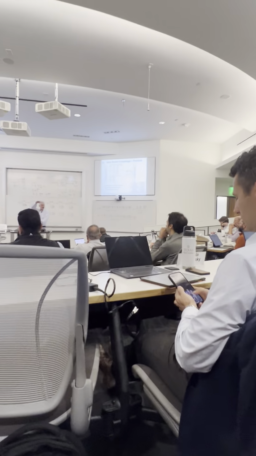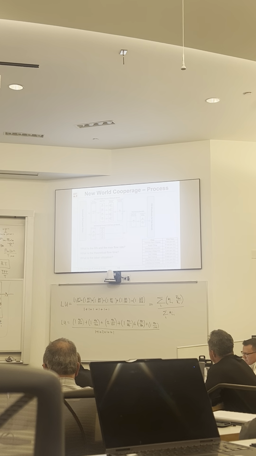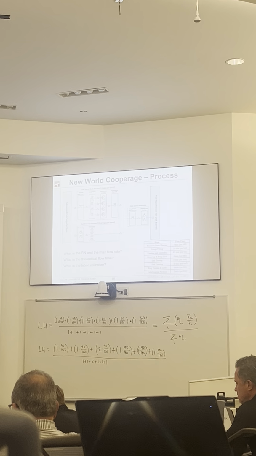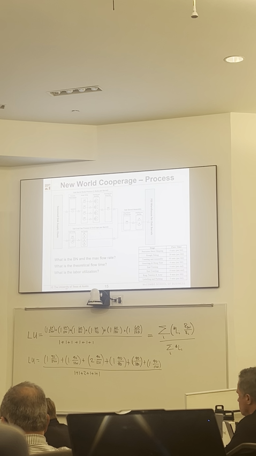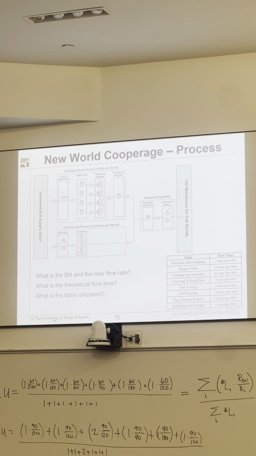At the end caps, okay? And so if you're going to put a barrel together, you need one body and two end caps to put a barrel together. Keep that in mind as we go through and look at this. So you're making barrel bodies over here, you're making barrel end caps over here, and then you're taking a body and two end caps and putting them together and putting them in the warehouse.